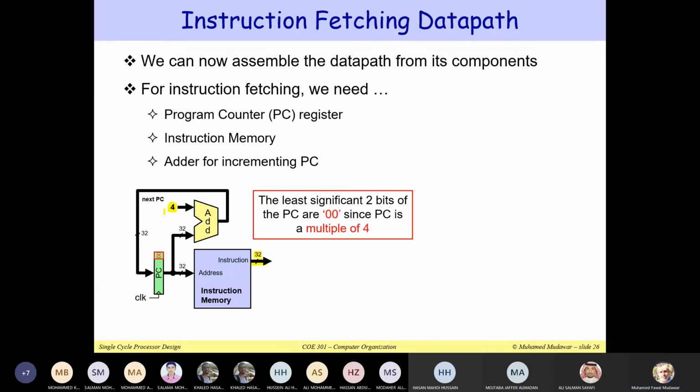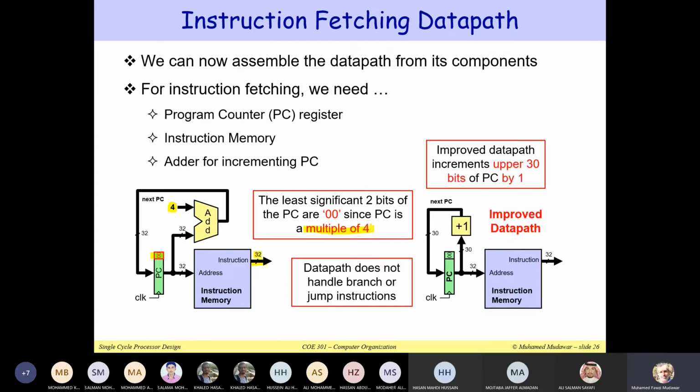Now, the least significant 2 bits of the PC are always 0, 0. I'm showing them here in red, because all instructions are 4 bytes in memory. Therefore, the address inside the PC is always a multiple of 4, because the instructions are also aligned, so their addresses are multiples of 4. And when you look at an address in binary and it is a multiple of 4, the least significant 2 bits are 0, 0. So I can actually do an optimization here. I can forget about the least significant 2 bits, which are always 0, 0.